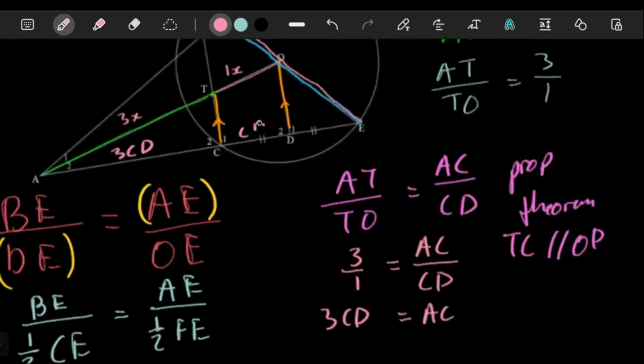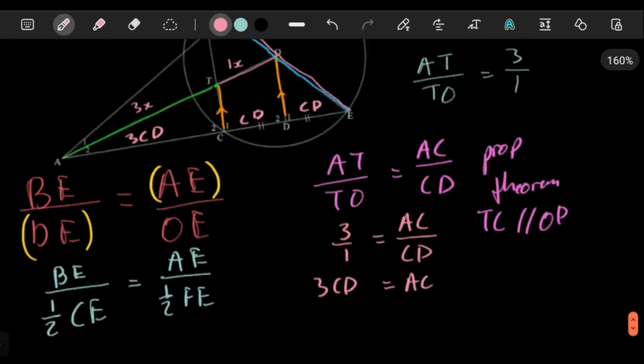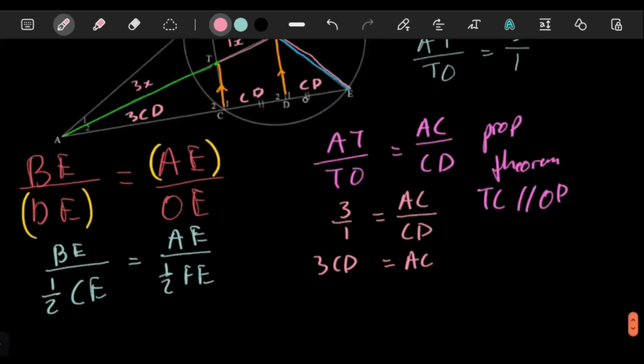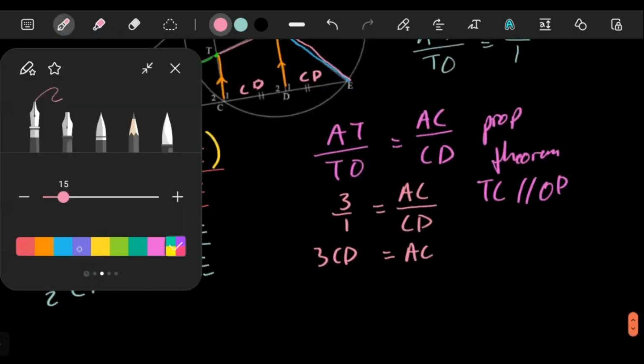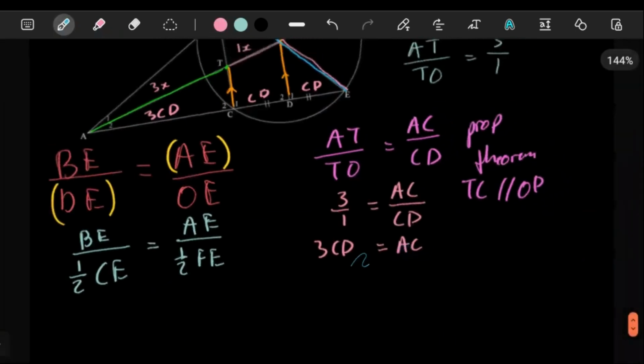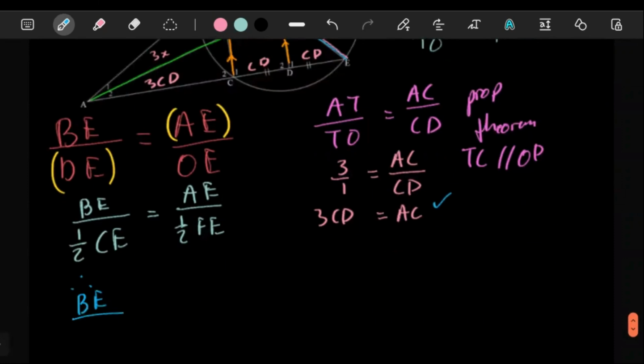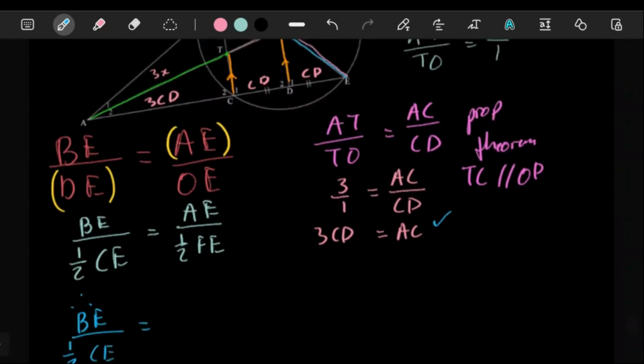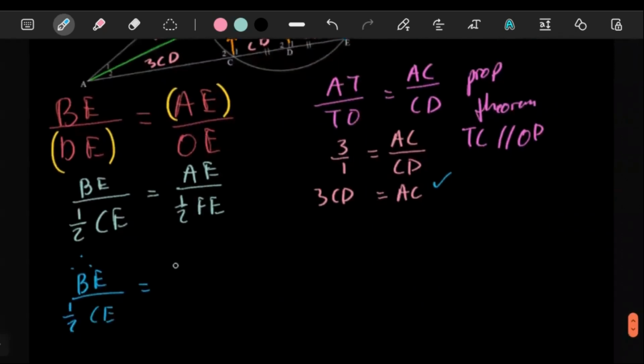Here you have a CD, and then here you also technically have another CD. You see? And that gives you 5CD. Yes, it does. So this AE is just 5CD. So let's just do some quick math here. Here we're technically done so far, because now, as long as you have written this out, now you can say, therefore, BE over half CE is equal to 3CD plus this. That's going to be 5CD, and then half FE here.